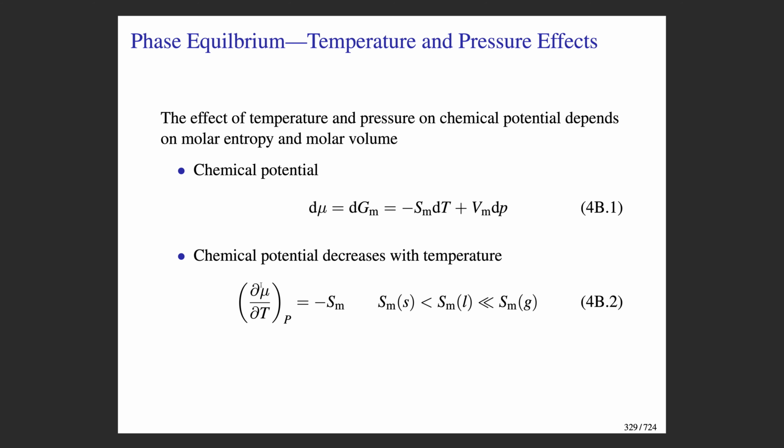And the second bullet point here focuses on the temperature dependence. This is a really useful expression to know. Again, how does the chemical potential change when we change the temperature at constant pressure? It's equal to minus the molar entropy. And if you couple that with this fact here, that the molar entropy of a solid is less than the molar entropy of a liquid, which is much, much less than the molar entropy of a gas, it allows you to understand, thermodynamically speaking, how phase transitions work with respect to temperature.